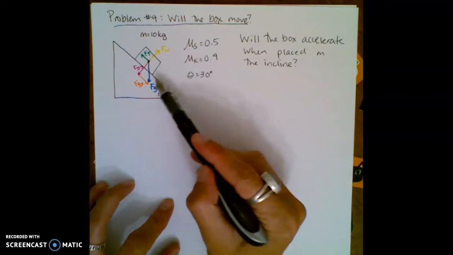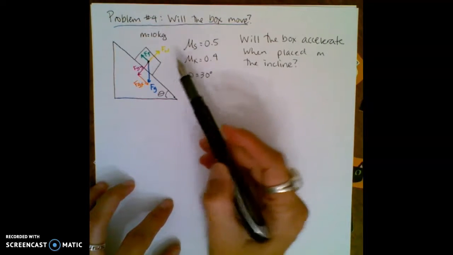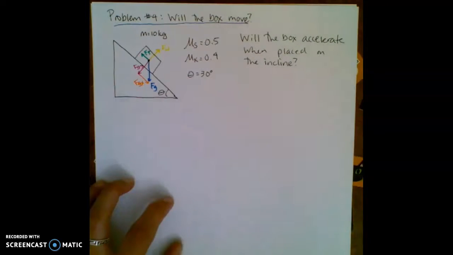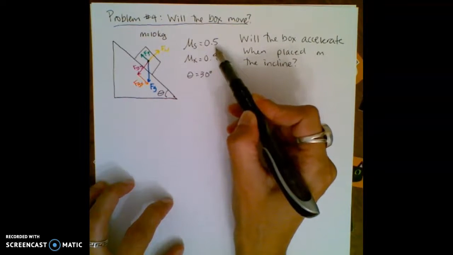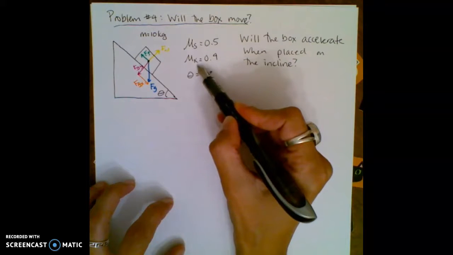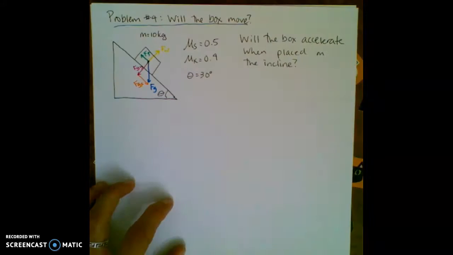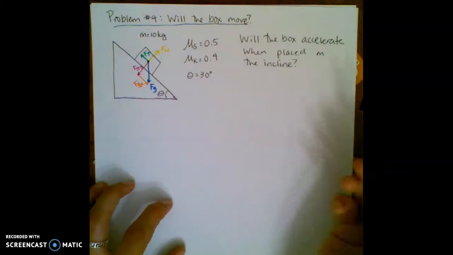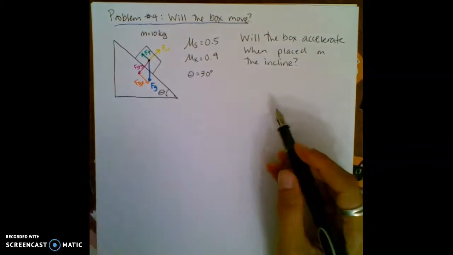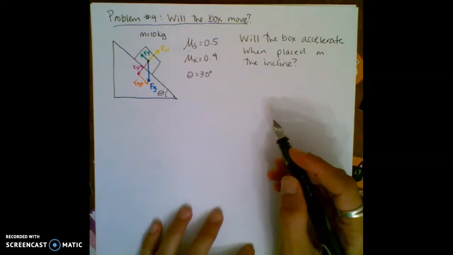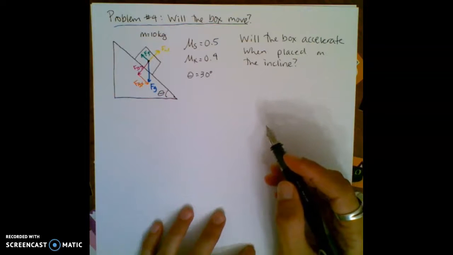Now I know that the coefficient of friction for these two items, when I'm talking about static friction, or the friction that holds an object in place, that coefficient is 0.5. And the coefficient of kinetic friction, or when the box is in motion, is 0.04. And so the question here is, when I put the box on the incline, will it accelerate? Well, we have to do something here because we can't just assume yes. We kind of need to check to see if it's even going to move.